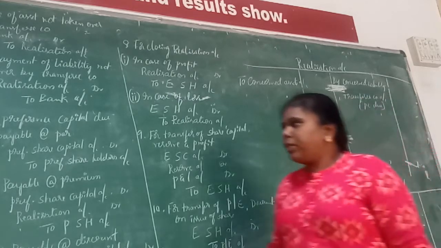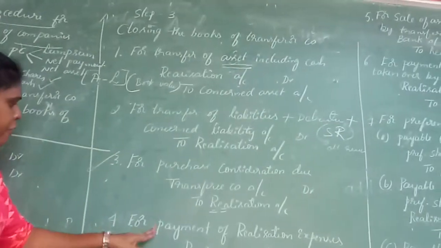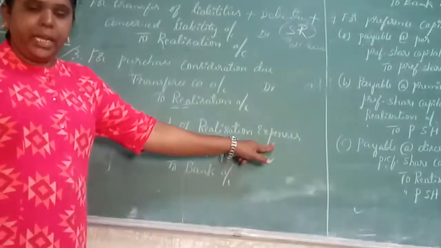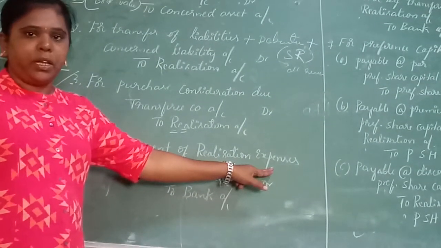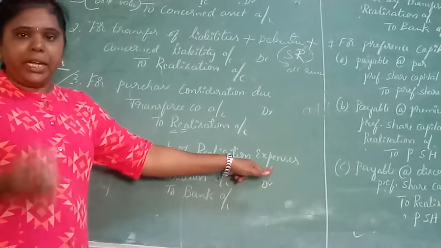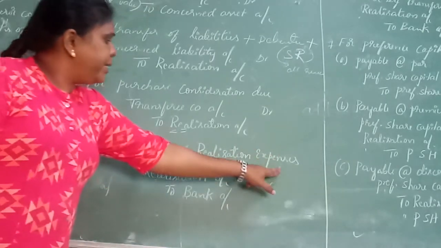PC due. This is over. Third entry over. Next, come to the fourth one, payment of realization expenses. If any expenses are incurred at the time of transferring assets or at the time of realization of assets, those expenses will be treated as realization expenses.